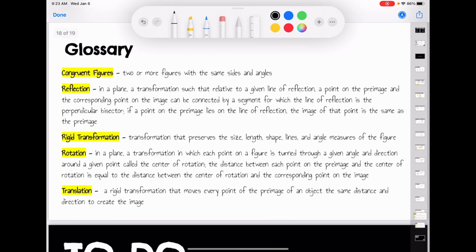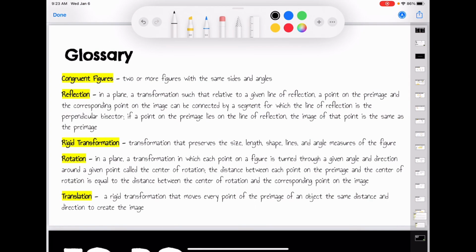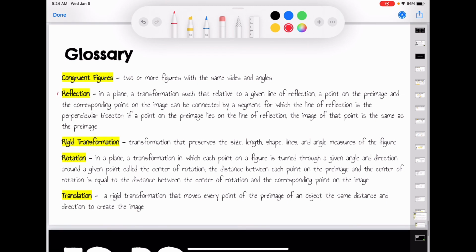Here are our glossary terms that we went over. Our returning definitions we have is reflection, rotation, and translation, which are all types of rigid transformations. And then we got deeper into what it means for two figures to be congruent. Okay? Any questions or concerns?